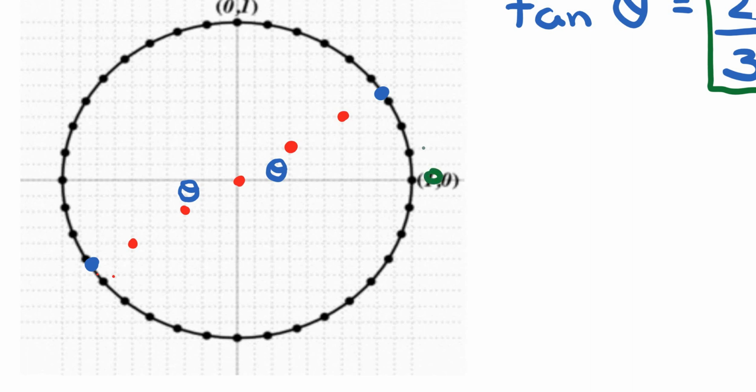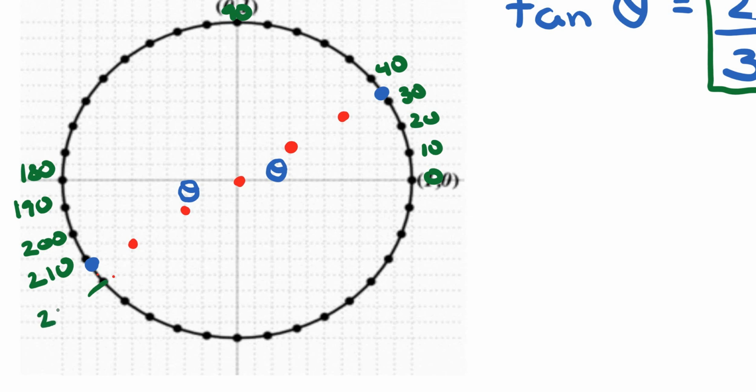Okay, well this is going to be 0, this is 10, this is 20, this is 30, this is 40, this is 90, this is 180, this is 190, this is 200, this is 210, 220, 230, 240, 250, 260, and this is 270.